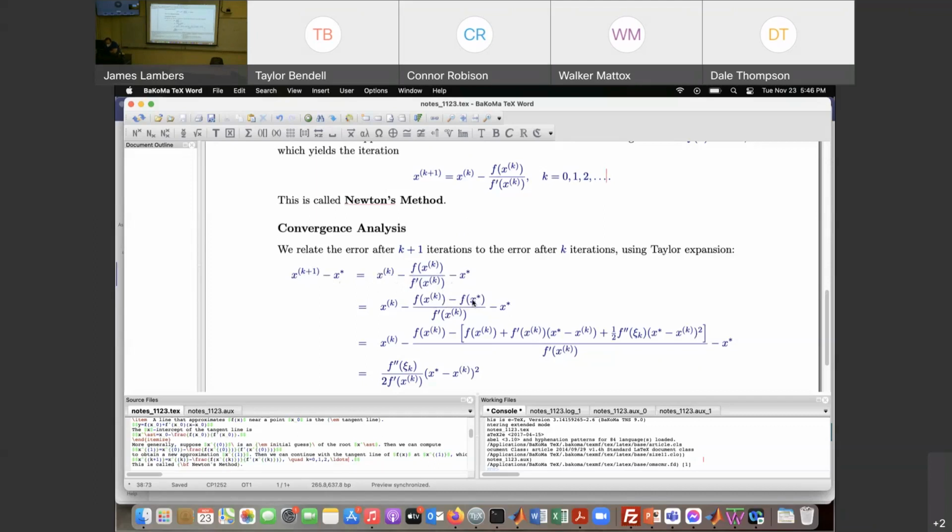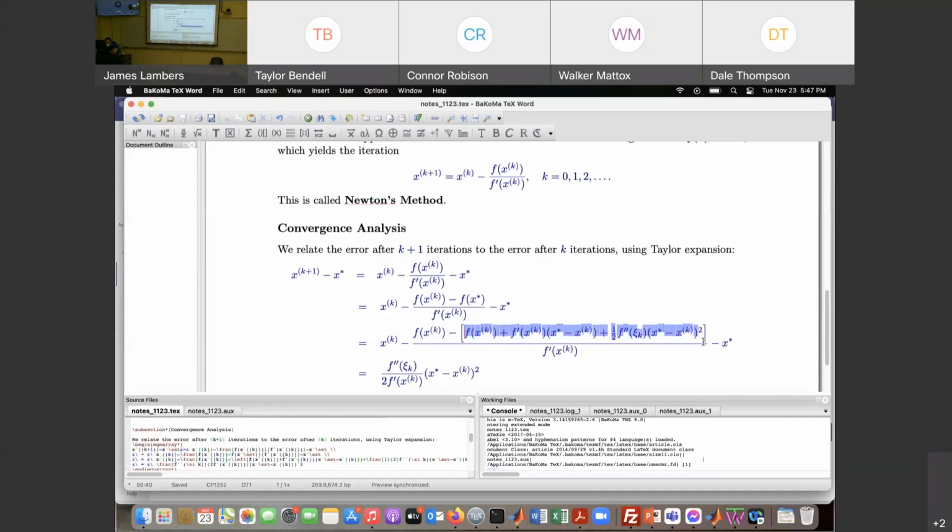And then what I do is I perform a Taylor expansion. Now, with fixed point iteration, I did a similar convergence analysis, and I did a Taylor expansion of g of x around x star. But I'm not doing it this time. I'm actually doing the Taylor expansion around xk. That makes things work out more nicely. So f of x star, which happens to be 0, is replaced with the Taylor expansion of f of x star around xk. And conveniently, these f of xk's cancel.